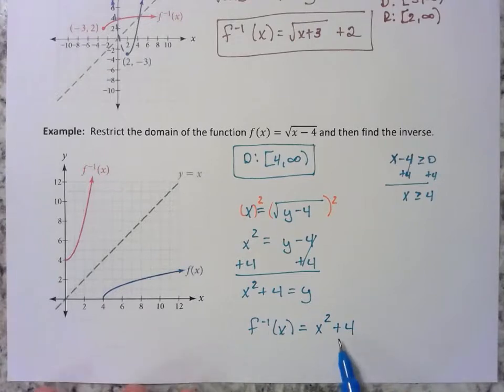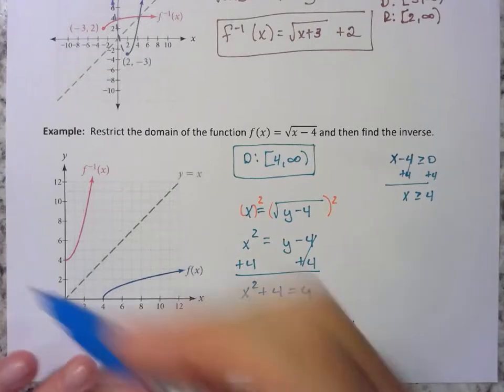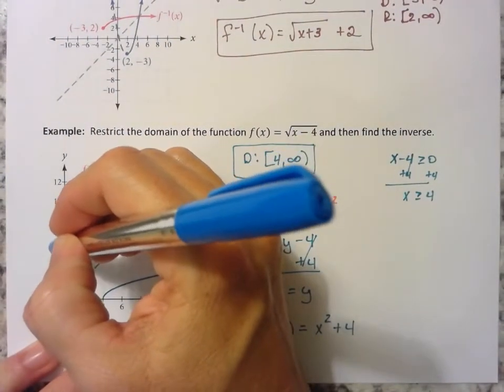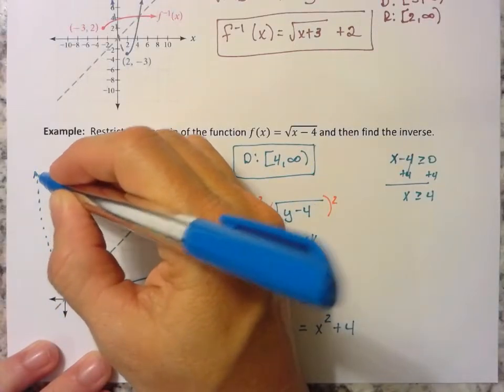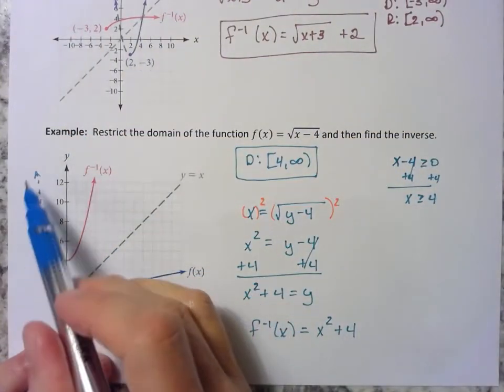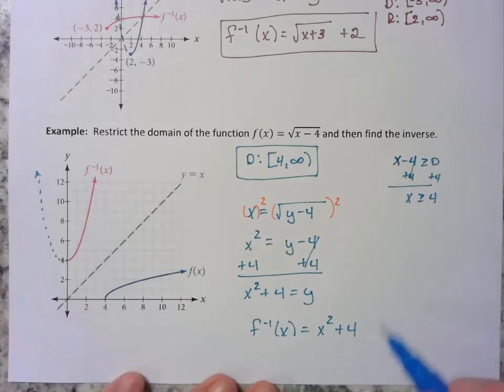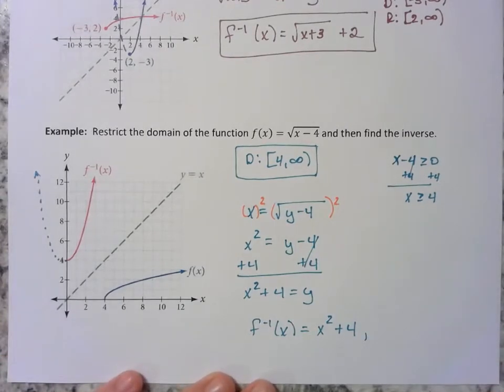However, if you were to graph this, you get a parabola. You actually get a parabola that shifted up 4 units. So it would look like that right there. So we need to state how we restricted this.